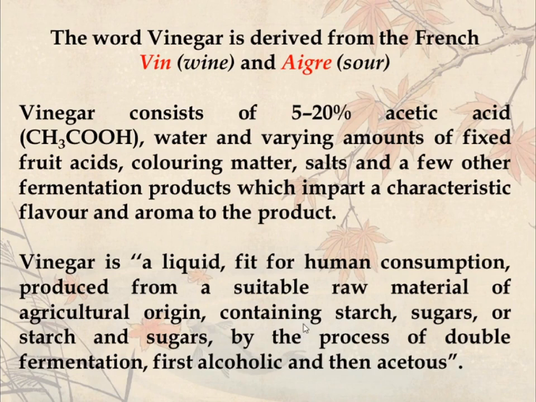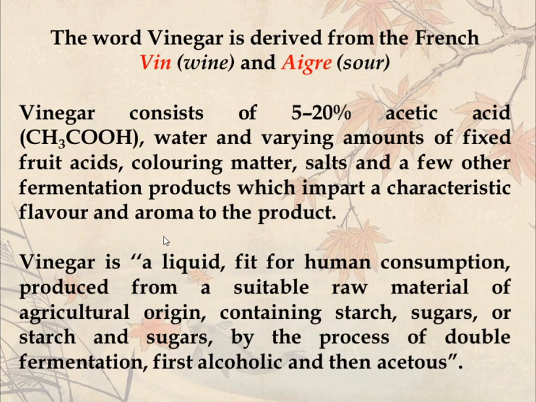The word vinegar is derived from the French word vin, which means wine, and aigre, which means sour. So basically, vinegar consists of acetic acid, which is around 5 to 20%, along with water and different amounts of fixed food acids. The coloring matter is present, as well as salts and a few other fermentation products, due to which flavor and aroma are imparted to the vinegar.